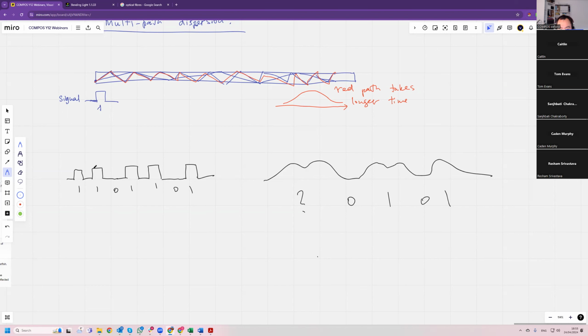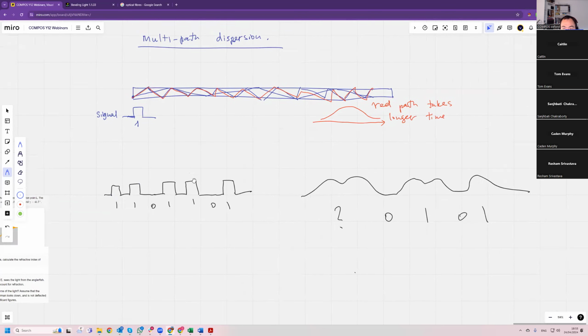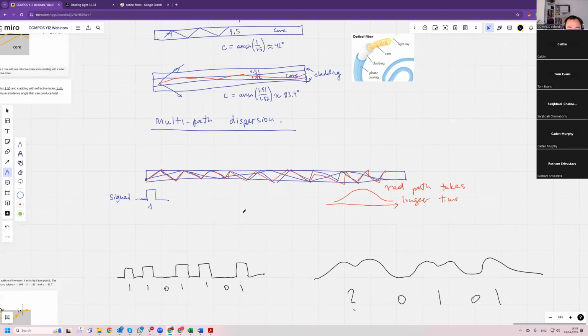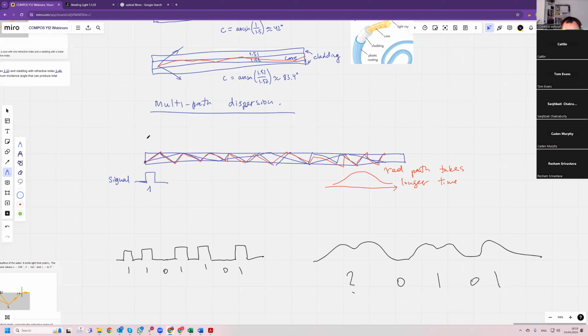Hope that makes sense. That's why when you introduce the cladding, only the light traveling at very, very shallow angles will get through to the other end.